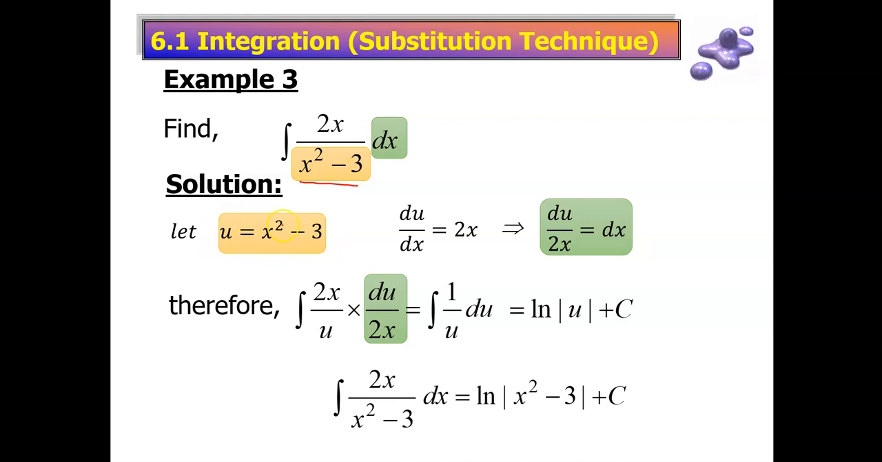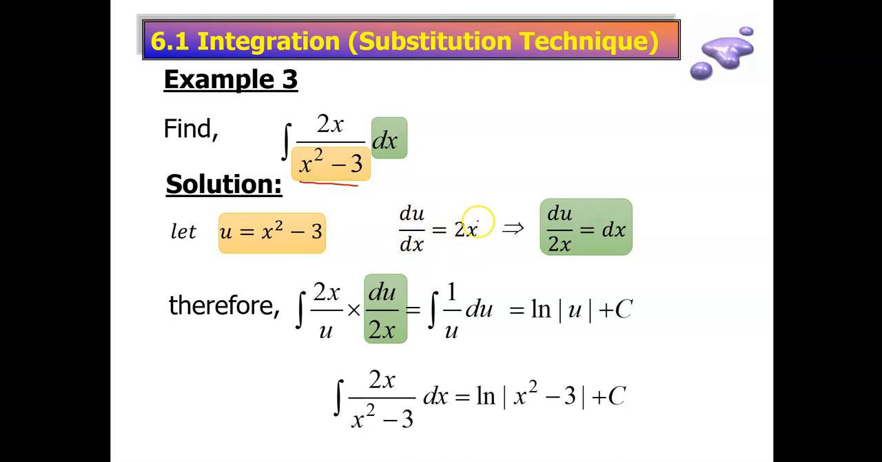Now from here you're going to find du over dx. You're going to differentiate it with respect to x. So we differentiate x squared, you get 2x. We differentiate 3, you get nothing. So this is it, 2x. So now again you have to rearrange it, since we need to find the dx to substitute with what. So you rearrange, susun semula, then you will get dx is actually du over 2x.